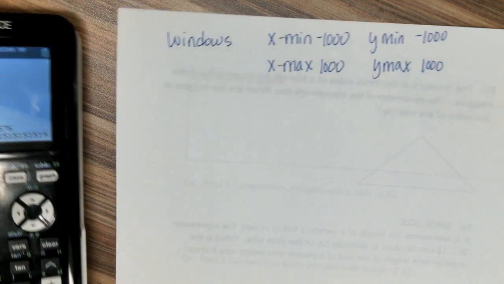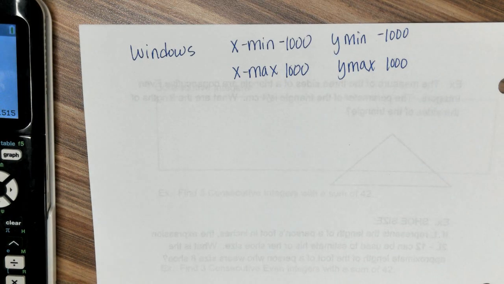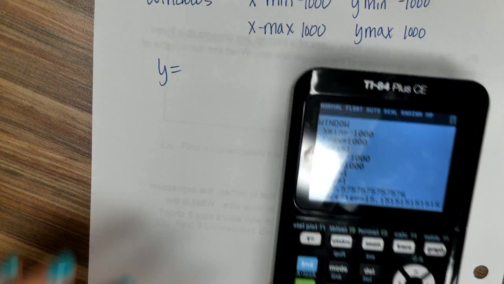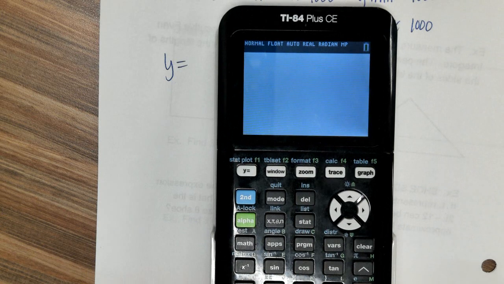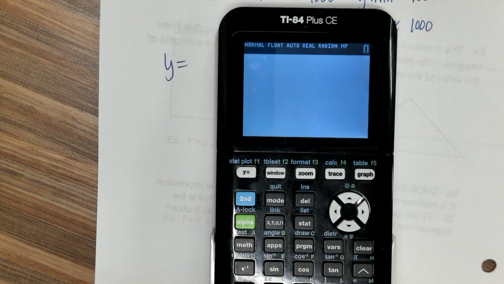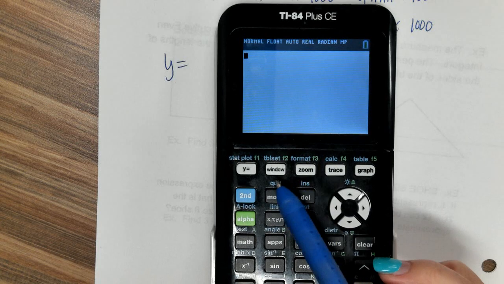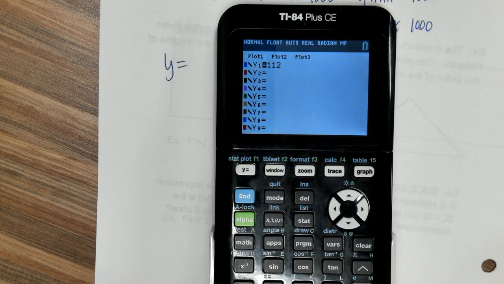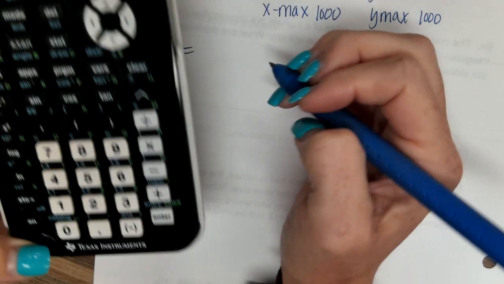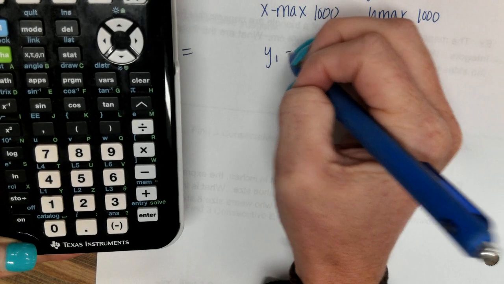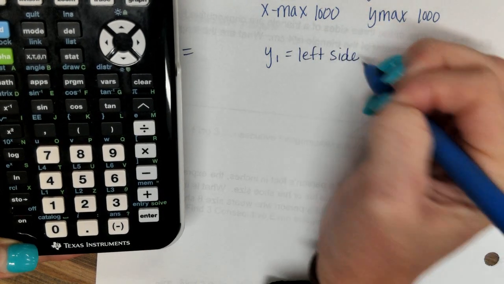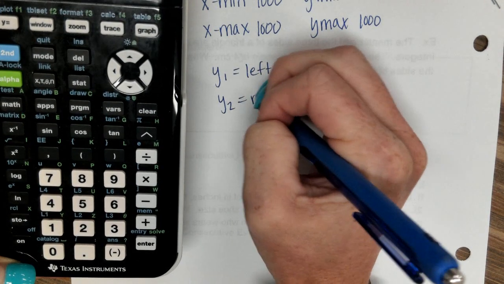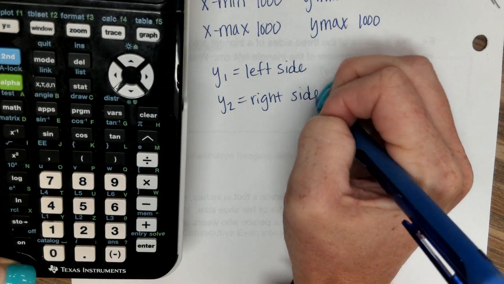So to solve equations in your calculator, the first thing you do is check your windows that it's set big enough. Okay? Then you're going to go to your y equals button. Don't hit clear because you'll clear out whatever you just did. Hit second quit. Second mode. You'll see the quit button above mode. Okay, hit the y equals button. In y1, you're going to put in the left side of the equal sign. And then in y2, you're going to put in the right side of the equal sign.